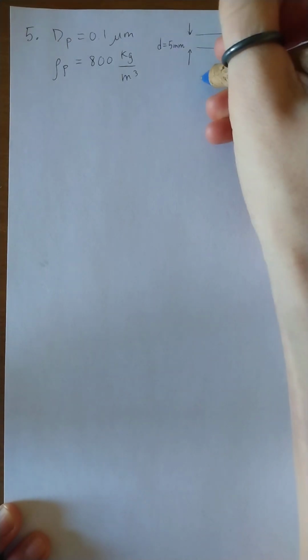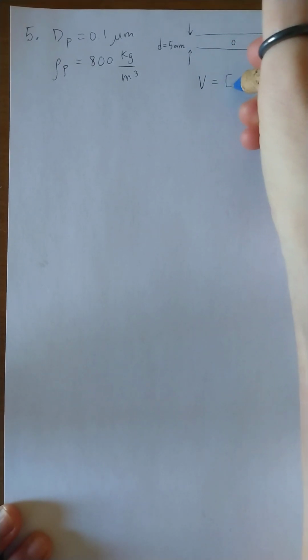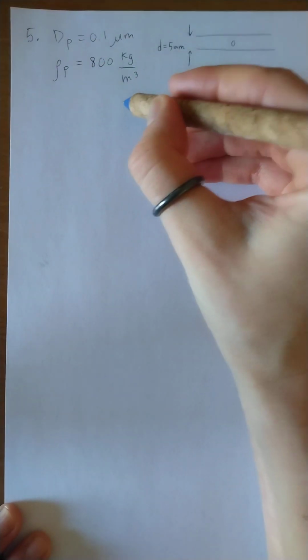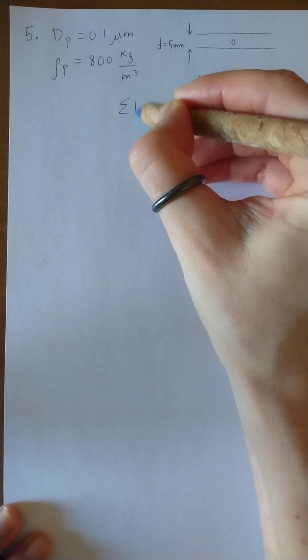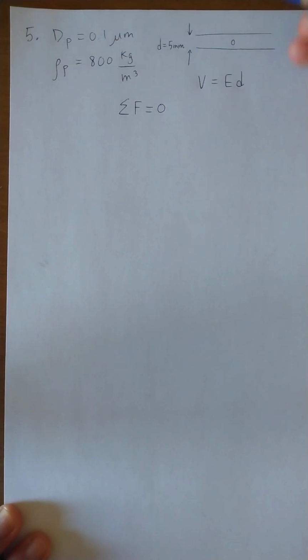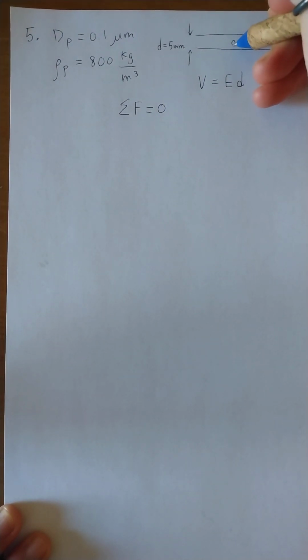The problem then also tells us that voltage is the electric field times the distance over which that electric field is applied. And we'd like to know the voltage that we need to keep this oil droplet suspended. So we've looked at a couple of cases in class in which the particle was in equilibrium, in which the sum of forces equals 0. And so this is another such case.